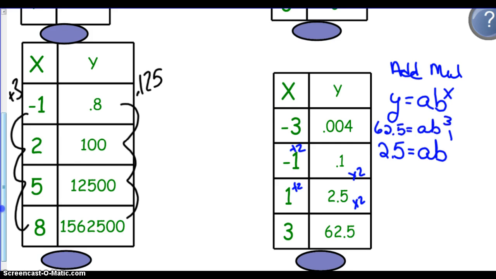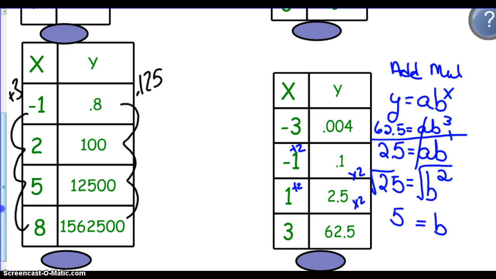Change here. Now we're looking, my A and B are multiplied together. So the opposite of multiply is divide. So first, 62.5 divided by, I think we just did this, by 2.5. Yep, there's my 25. A divided by A will cancel. When I divide the bases of B, I subtract the exponents. Take the square root, and B equals 5.